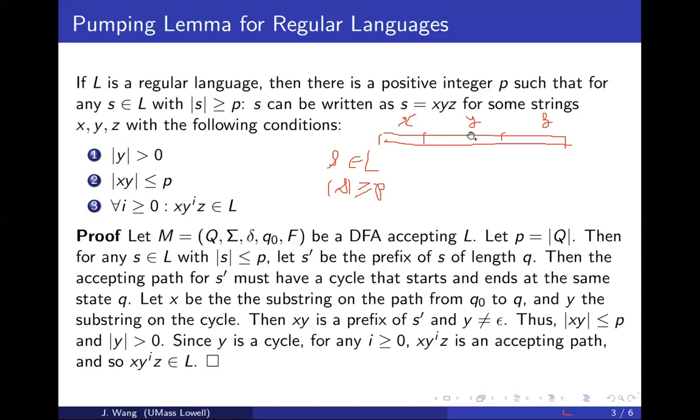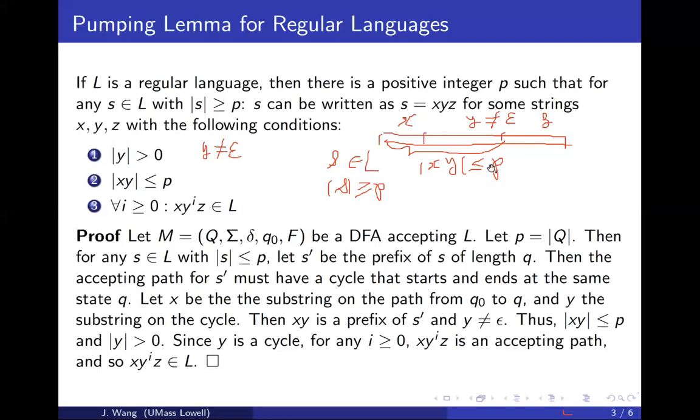And then we're going to see what properties these substrings must have. First, y is not empty. That length is greater than 0 means that y is not an empty string. x could be empty, z could be empty, but it doesn't matter. As long as y is not empty, that's what we need. And then it also says this prefix of s, that's xy, is not too long. In other words, the length of it cannot be more than p, so it's less than or equal to p. And y here is not empty. So these are properties x, y, z must have.